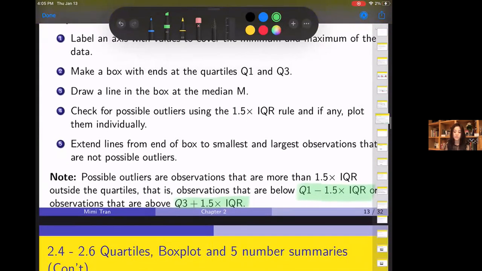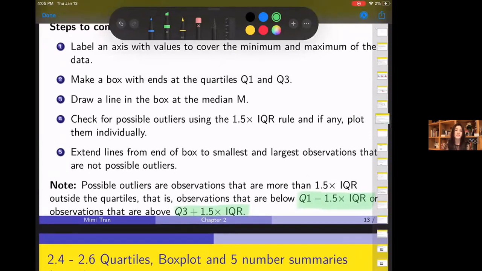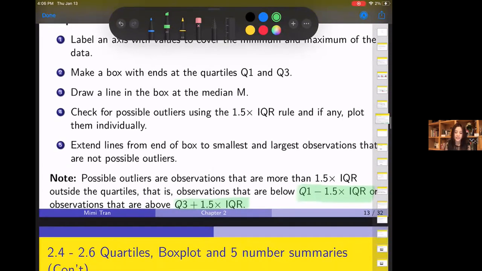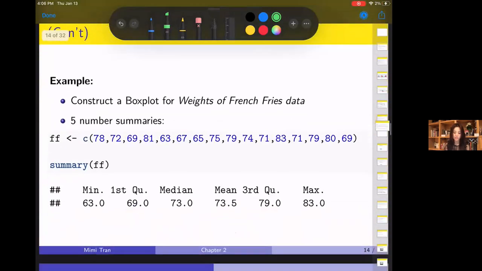And then once you have possible outliers, some data sets have outliers, some data sets don't, especially when it's normal. It won't have outliers, which is fine. So step 5 is extend the line from the end of the box to the smallest and largest observation that are not possible outliers. All right, let me show you how to construct this.